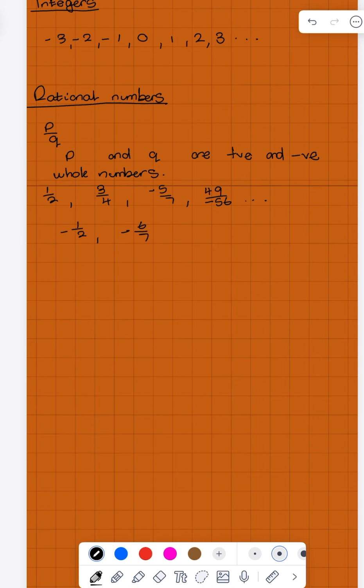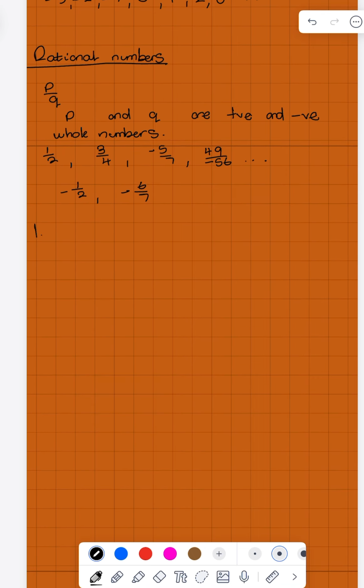Right, let's look at what we call irrational numbers. Irrational numbers are numbers that cannot be expressed in the form P over Q. So for example, numbers like square root of 2, numbers like pi, numbers like √3, numbers like √17. Right, as long as under the square root sign you don't have a square number, you are safe.